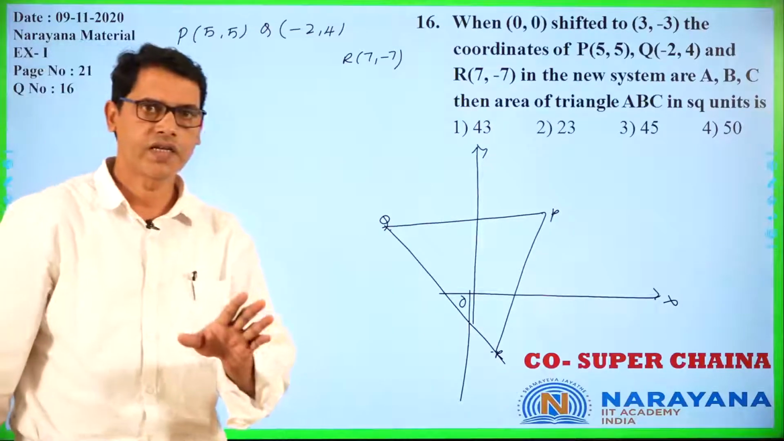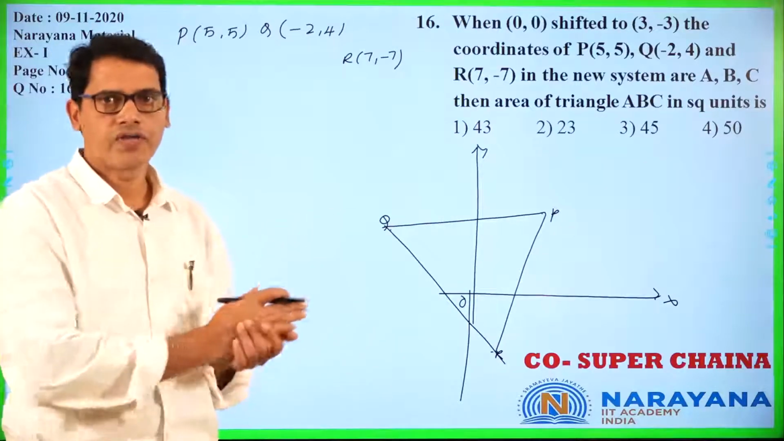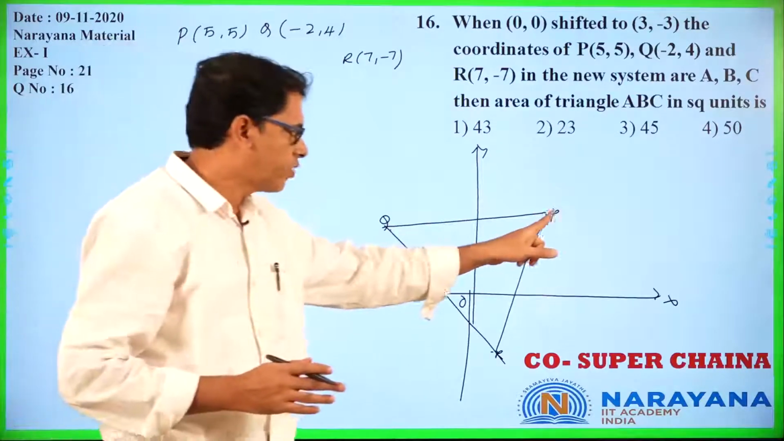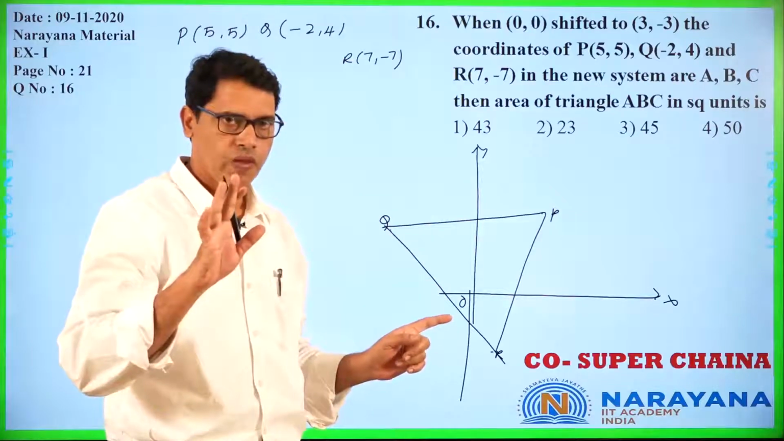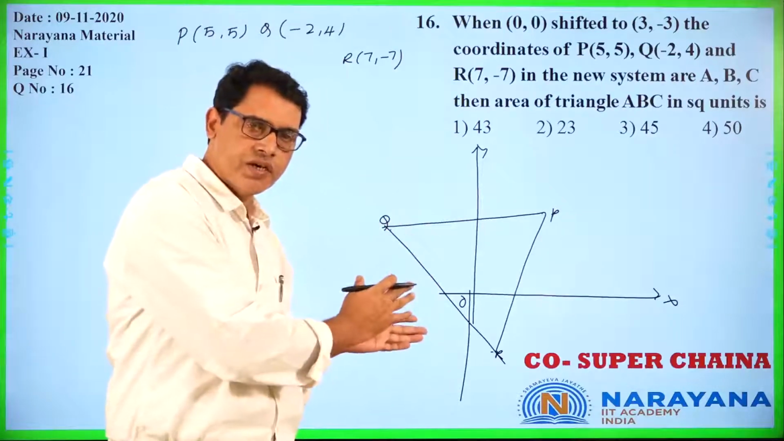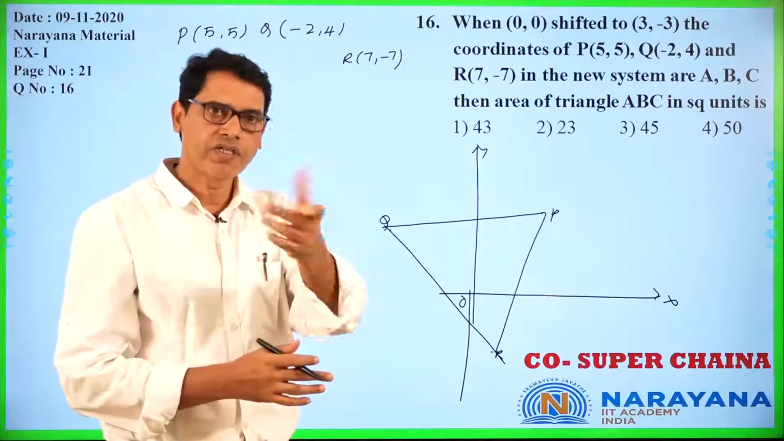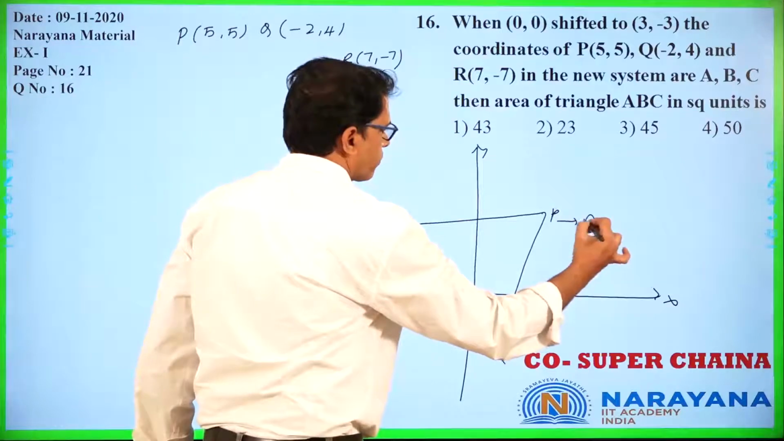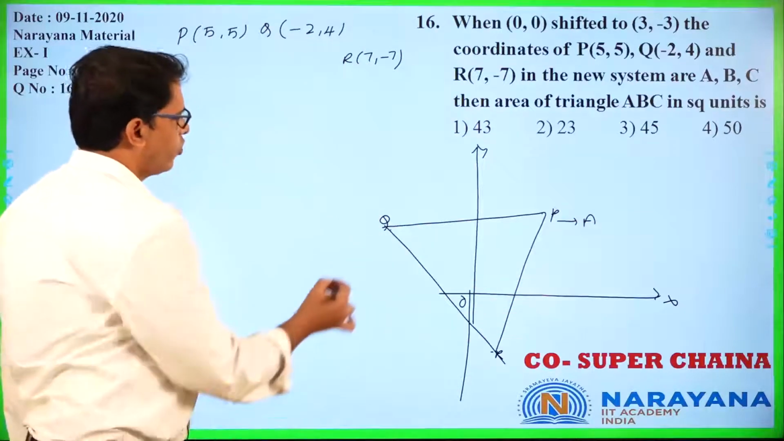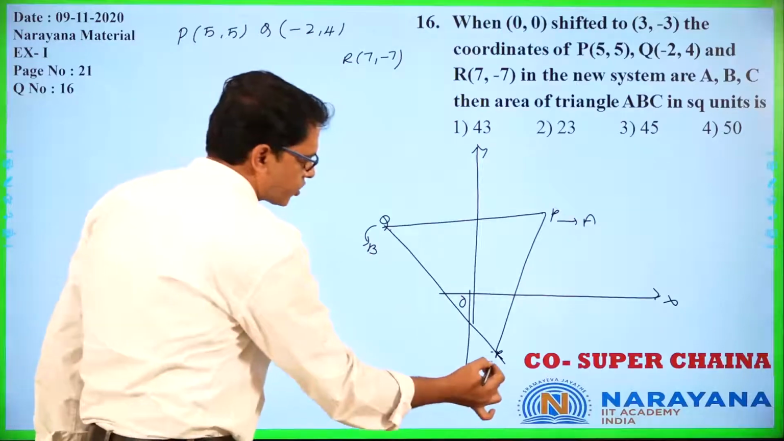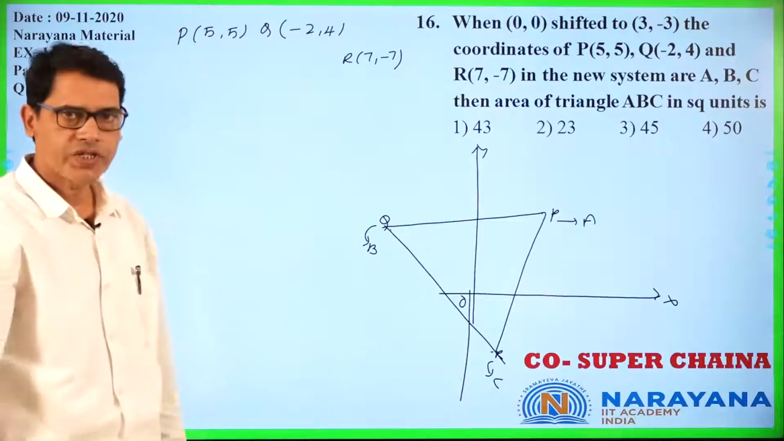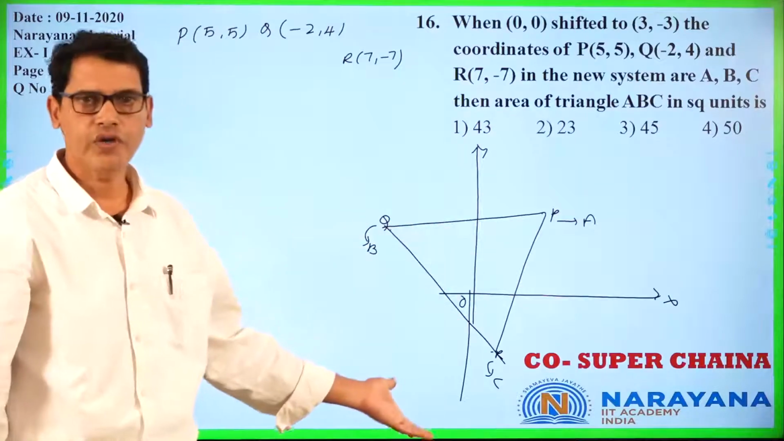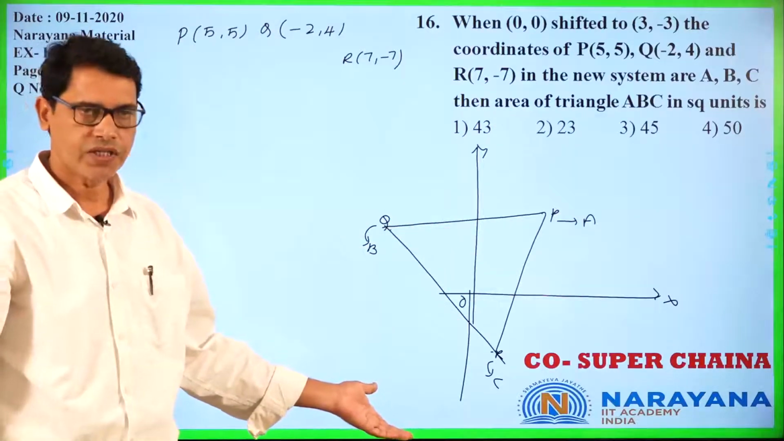Triangle PQR. What I said: after shifting, the points will be in the same place. They won't move. So before translation and after translation, the area remains the same. What is given? The new system. P changes to A, Q changes to B, R changes to C. Obviously, the area of triangle ABC equals the area of triangle PQR. Are you getting the point?